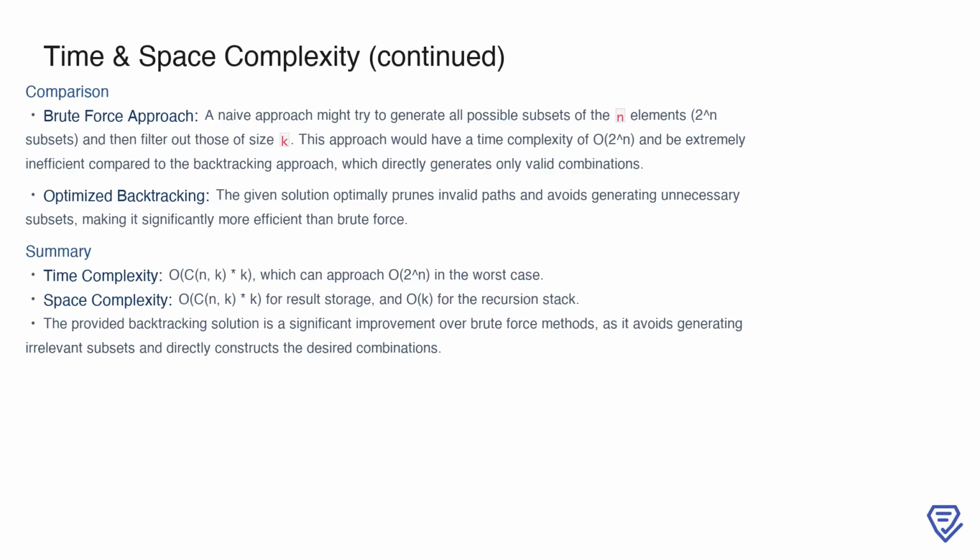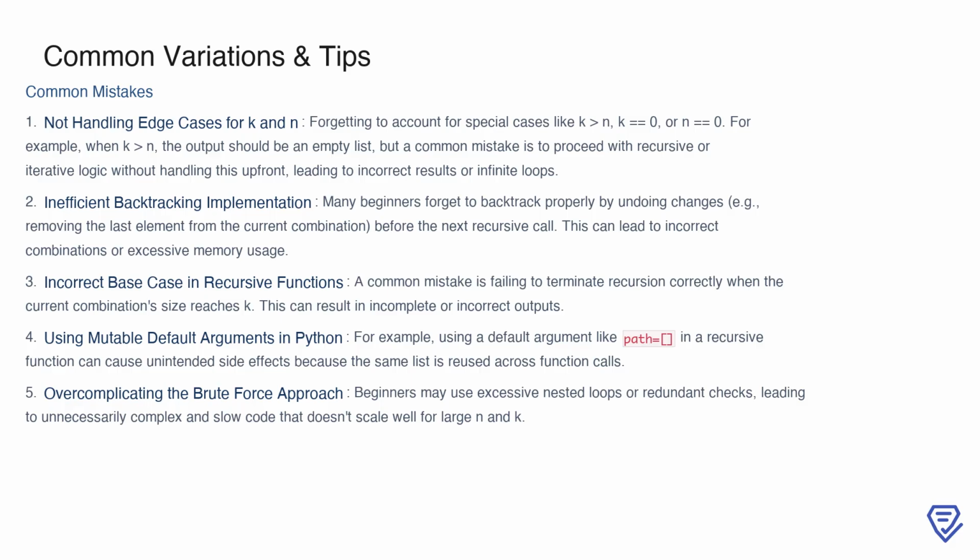When working on the combinations problem, there are several common mistakes you should be aware of. First, it's easy to overlook edge cases involving k and n. For example, if k is greater than n, there are no valid combinations, so the output should be an empty list. Similarly, when k is 0 or n is 0, the result must also be an empty list, but many solutions skip these checks and proceed with unnecessary recursion or loops, leading to errors or infinite loops.